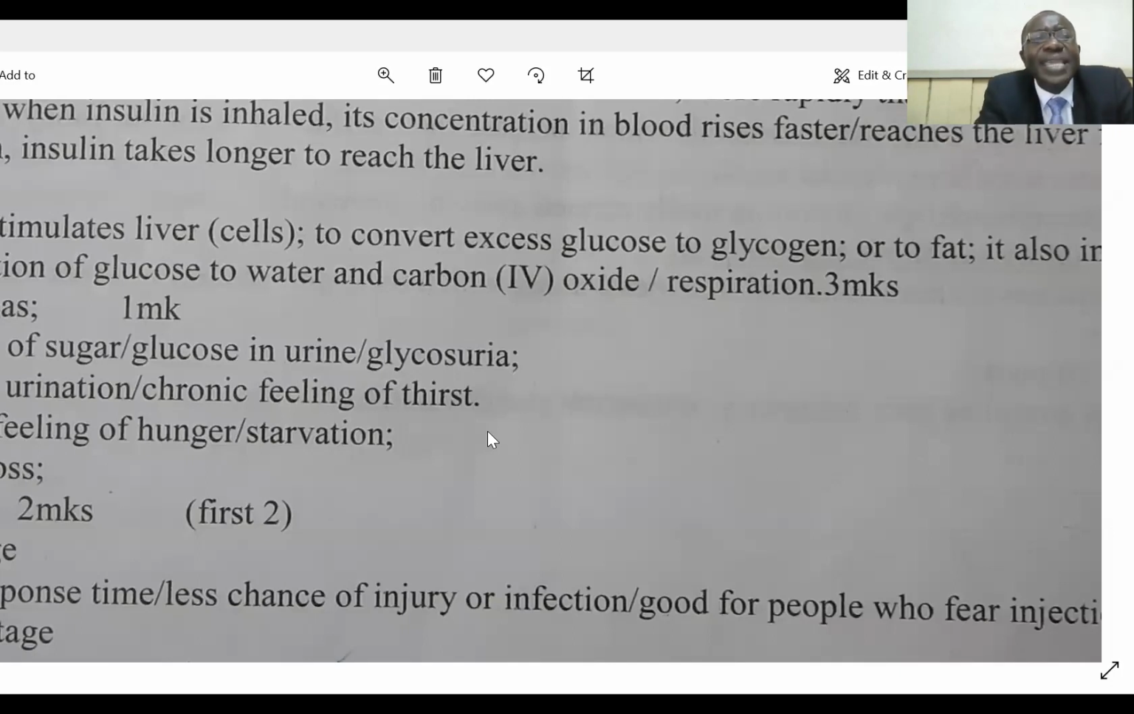It also may increase oxidation of glucose to water and carbon dioxide for respiration. Those are the ticks which we expect. Those are the areas which I wanted. The other ones are memory questions, which I may not discuss because of time.